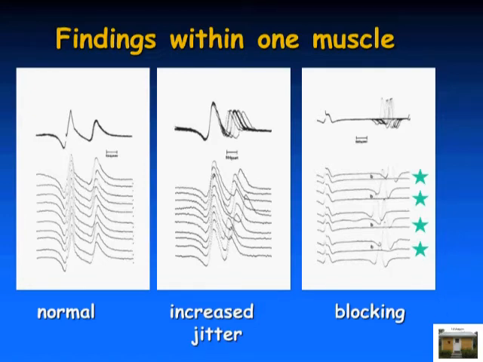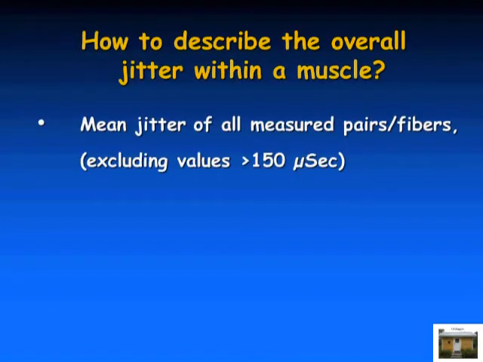In order to describe the overall jitter within a muscle, there are a number of measurements that are of value. First is that you can take the mean jitter of all of the measurements that you've made in that muscle and use that as the measure of central tendency in the muscle. However, mean values are markedly affected by outliers. So if you have just a few end plates or pairs of potentials in the muscle that have extreme values, it'll drive up your mean. To overcome that, you could use the median value of these, and that reduces the effect of outliers.